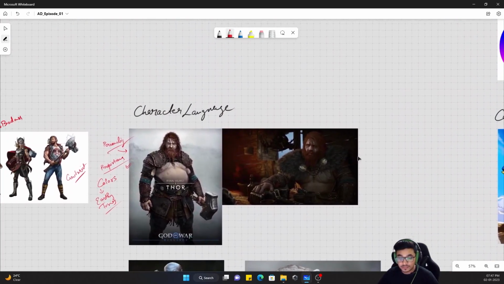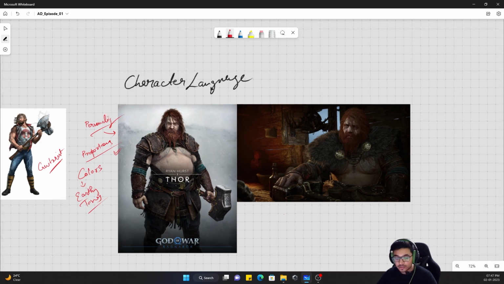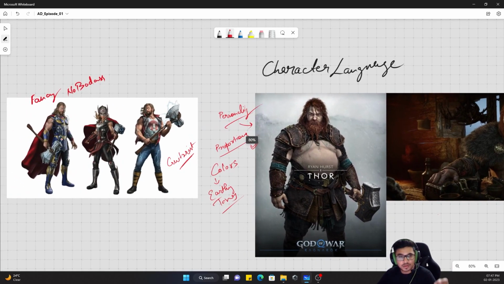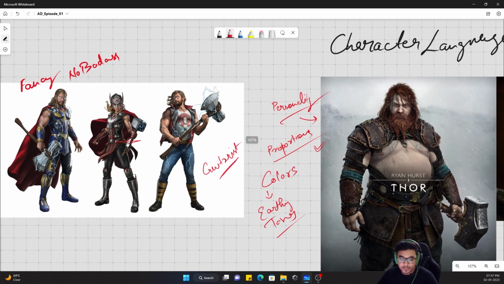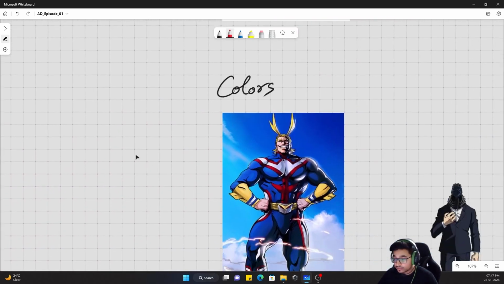And next, that was the character language, which makes your character unique. You can apply some of these things to your character and see what the results look like. Don't go for this. Even if you are going for sci-fi, sure, you can have a look at it, but this to me is not a very impressive design. Moving on to the next one, which is colors.